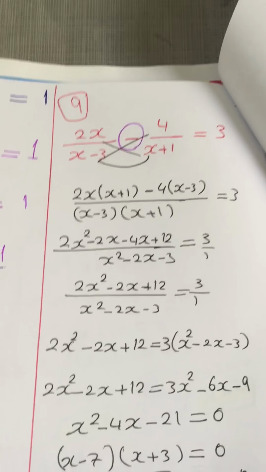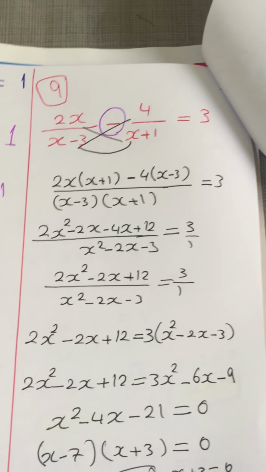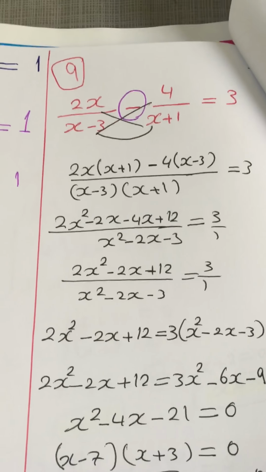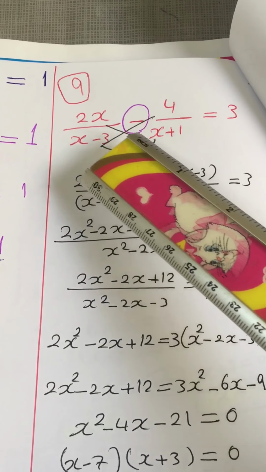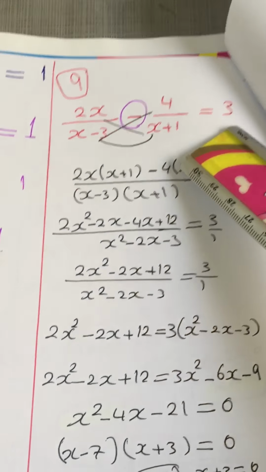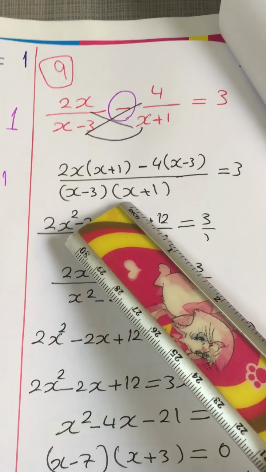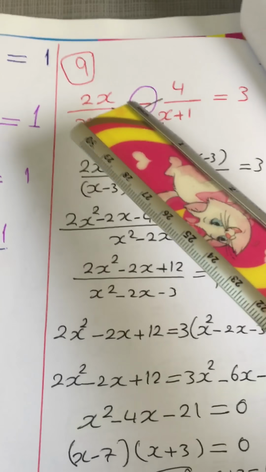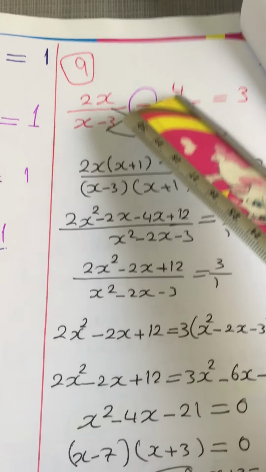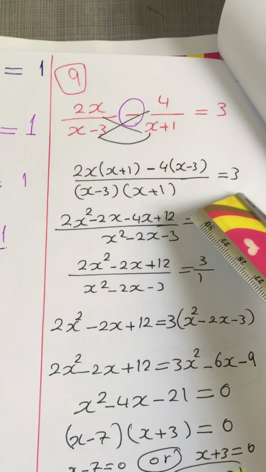Question number 9, I'm still in exercise 6, page 370. In question number 9, we have two fractions subtracted from each other equal 3. This is my equation. 2x over x minus 3 minus 4 over x plus 1 equal 3. I prefer to make this cross thing, to make like denominator like this, and 2x multiply open brackets x plus 1. Here 4, consider it negative 4. Negative 4 multiply x minus 3, and the opposite side is 3.